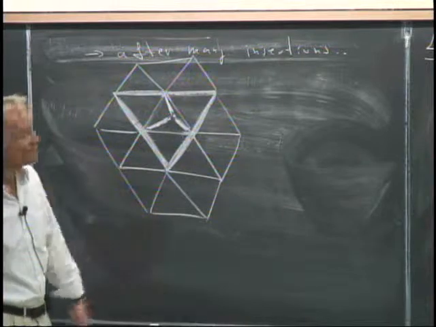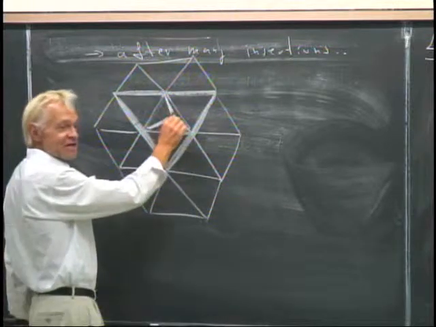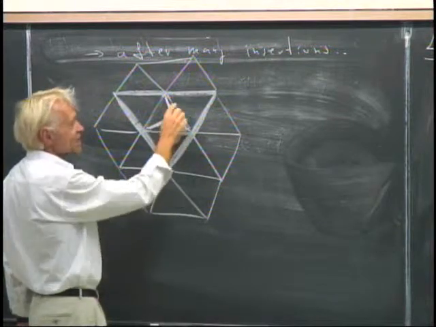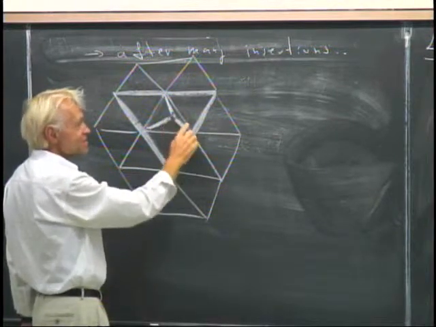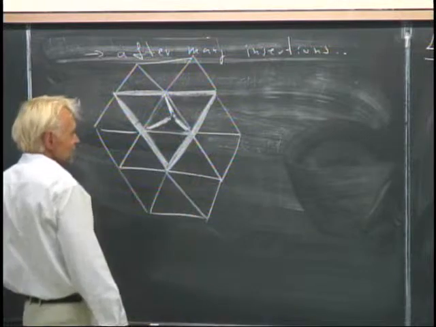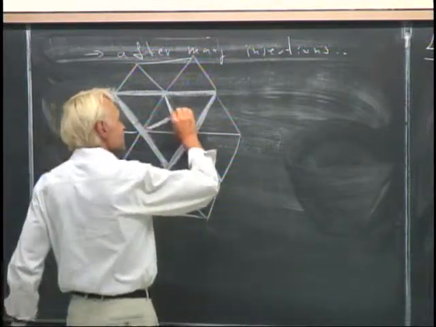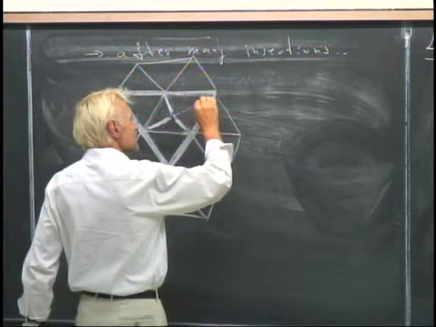Which one do I have to improve? Here, right? Here you have this ugly, skinny triangle. It has to go away. It has this horrible angle there. And indeed, I can improve that by removing this edge, the old edge, and flipping it. Okay?